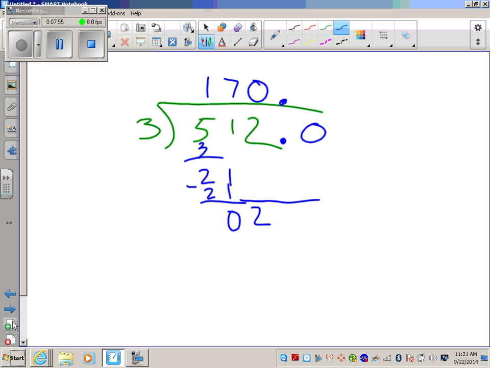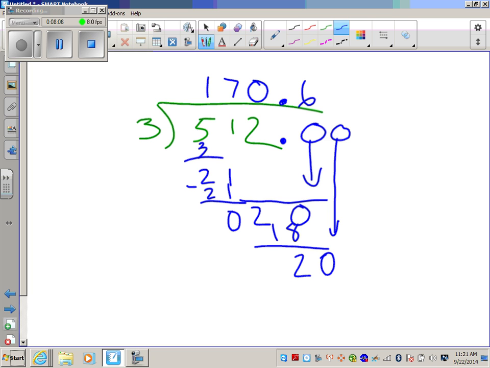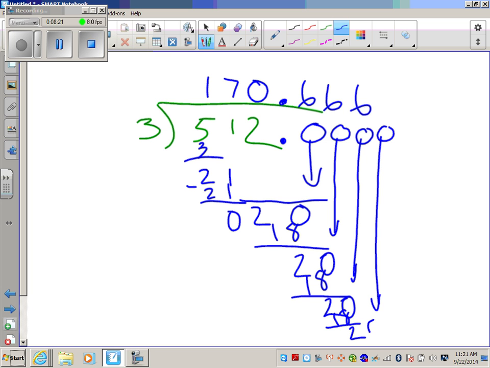Now, how many times does 3 go into 20? There's an 18. 2 left. 20. Maddie, what's happening? What's happening here? I'm not getting a 0. It's going to keep going. Okay. So the 6 is going to keep going and going.